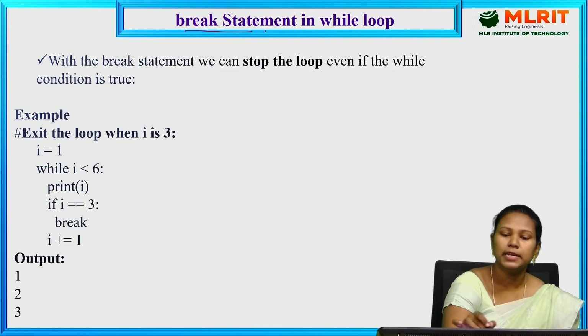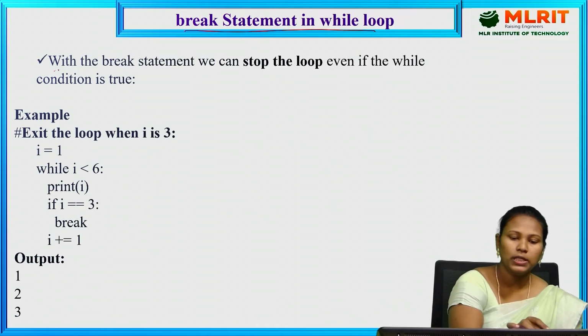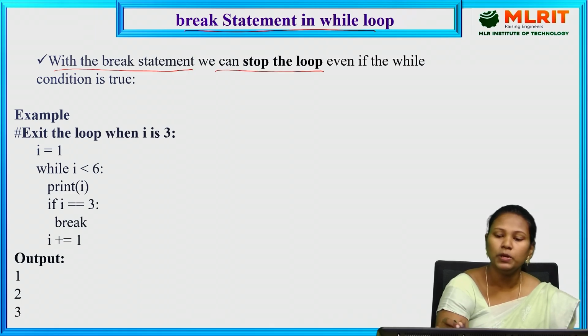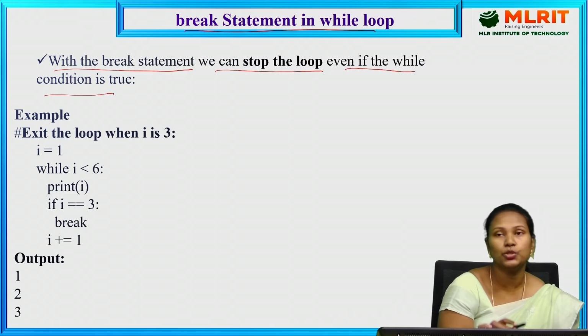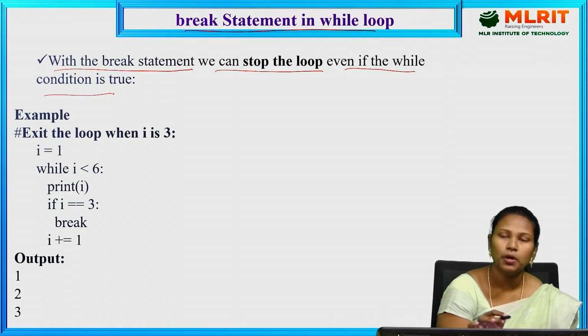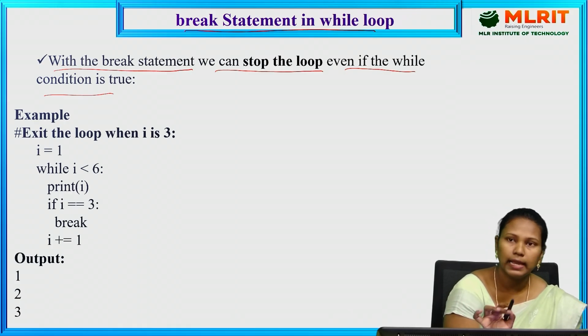So, the break statement in a while loop. With the break statement, we can stop the loop even if the while condition is true. If the condition is true also, we can stop the execution with the help of break only. Now, i equal to 1. So we initialize the i value as 1.